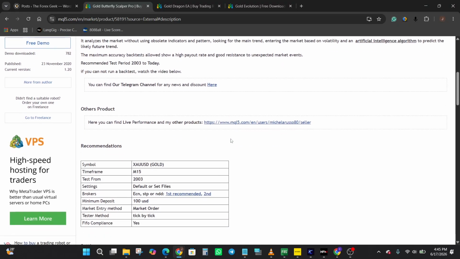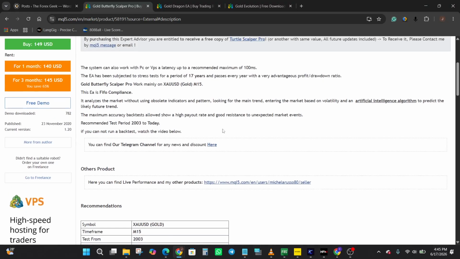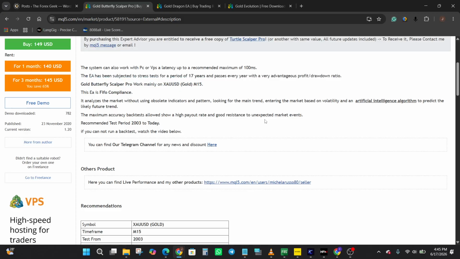One additional point worth mentioning is that the developer states the EA has undergone stress testing across a 17-year period and is designed to maintain a favorable profit to drawdown relationship, based on those historical tests. The system is also described as FIFO compliant, which may be relevant for traders operating under FIFO regulations.